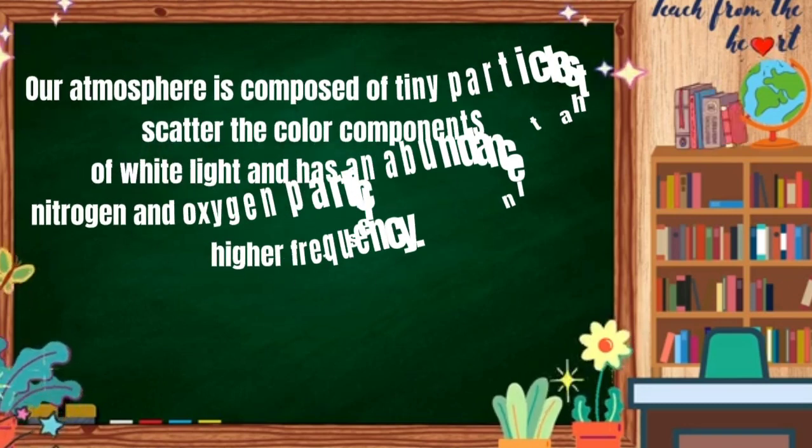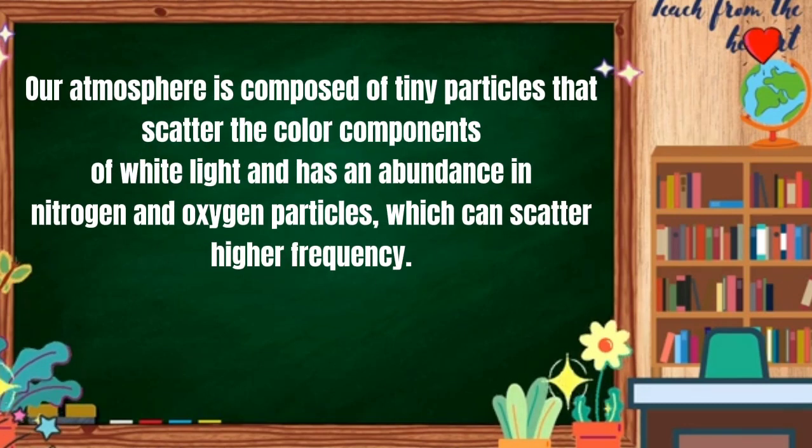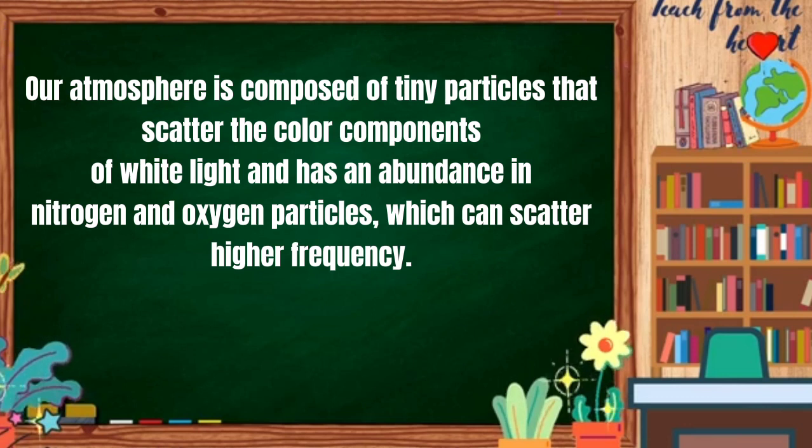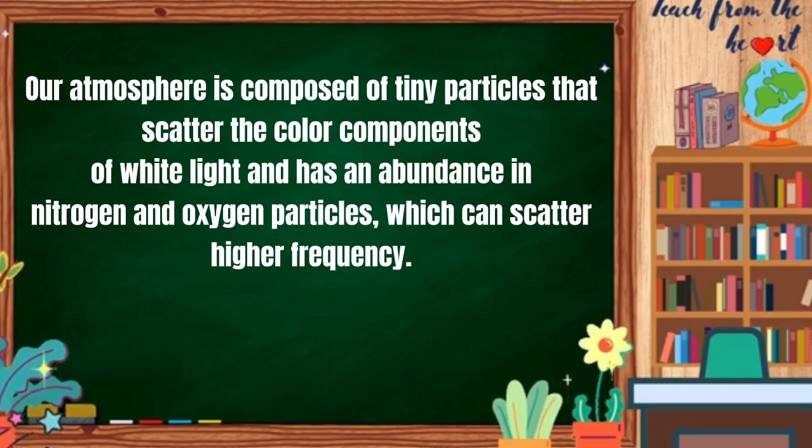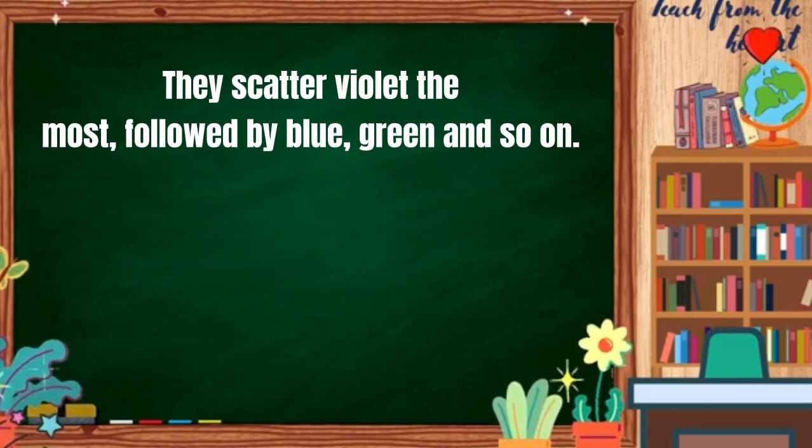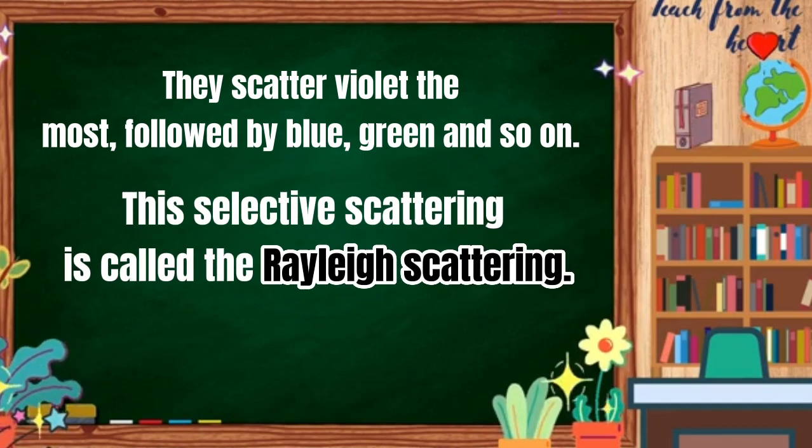Our atmosphere is composed of tiny particles that scatter the color components of white light, and it has an abundance of nitrogen and oxygen particles, which can scatter higher frequency. They scatter violet the most, followed by blue, green, and so on. This selective scattering is called the Rayleigh scattering.